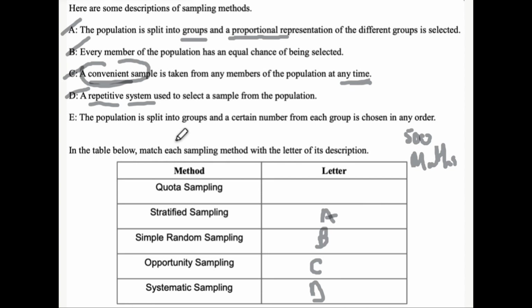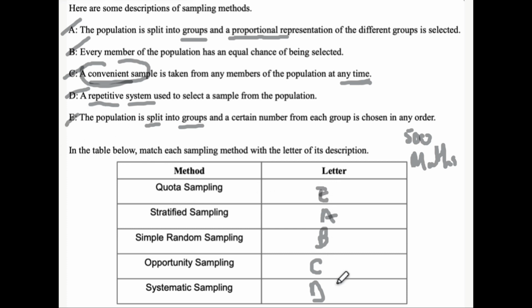The population is split into groups and a certain number from each group is chosen in any order. Yeah, so that's quota. And the key takeaway here is that it's split into individual groups. So people are split into, let's say, group A, group B, group C, group D, and you only pick out like 3 or 4 people from each individual group. That's what we call quota sampling, is to fill a quota.